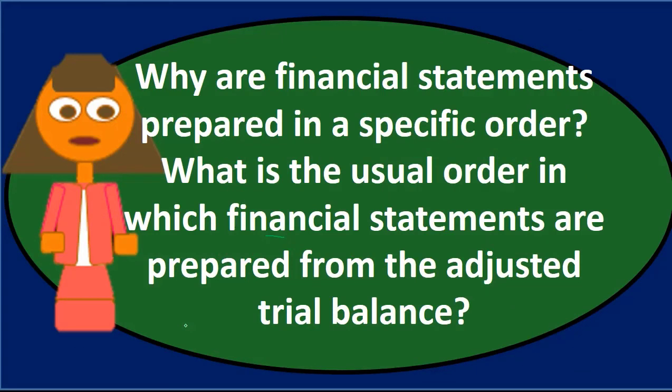The relationship being that the ending number on the balance sheet, the equity section, is going to come from the statement of equity. And the statement of equity is going to be tied to the income statement through net income being part of the equity calculation.